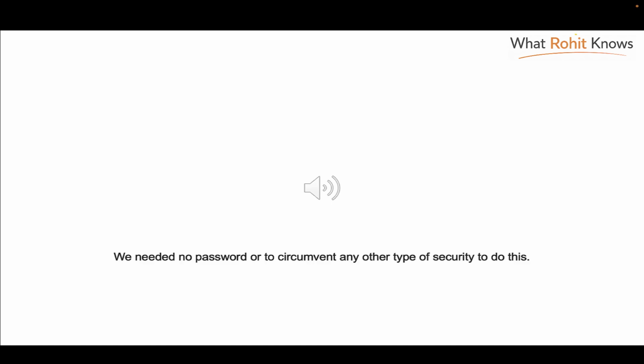So phrases, needed no password, circumvent security, right? So if you have this in mind, then when you start speaking, you can combine them. We needed no password to circumvent any other type of security. And the more accurately you respond, the better it will be.